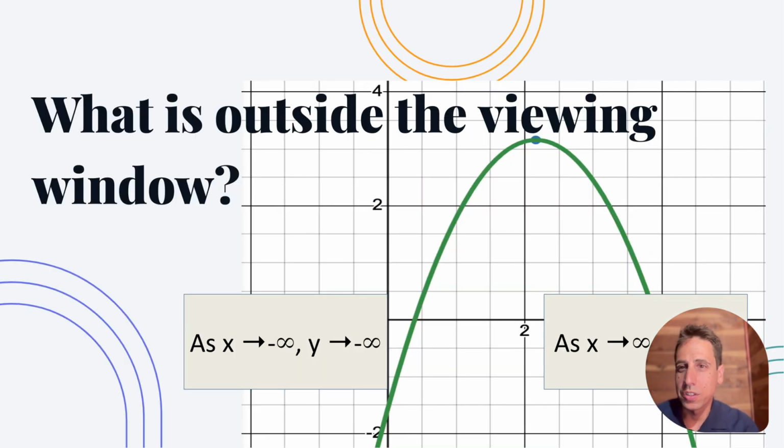Next big question is, what is outside the viewing window? We can see here where the graph is, but what happens afterwards? You can see they're pointing downward, and they leave the viewing window in a downward fashion, but does it always continue that way? In this particular graph, you can say yes. As x approaches negative infinity, y approaches negative infinity to the left. And on the other side, it also leaves the viewing window. As x approaches positive infinity, y approaches negative infinity.